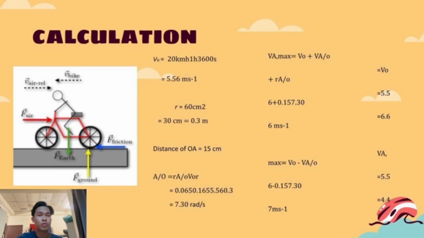Now we can calculate the maximum velocity and minimum velocity. To calculate the maximum velocity, it is the initial velocity plus the velocity of A. So we get a maximum velocity equal to 6.66 meters per second. Finally, we must find the minimum velocity. The formula is the same as for the maximum velocity, but we change plus to minus. So initial velocity minus velocity of A, and we get 4.47 meters per second.